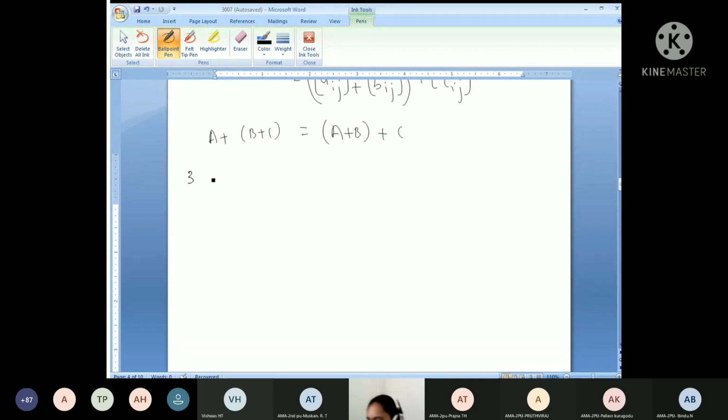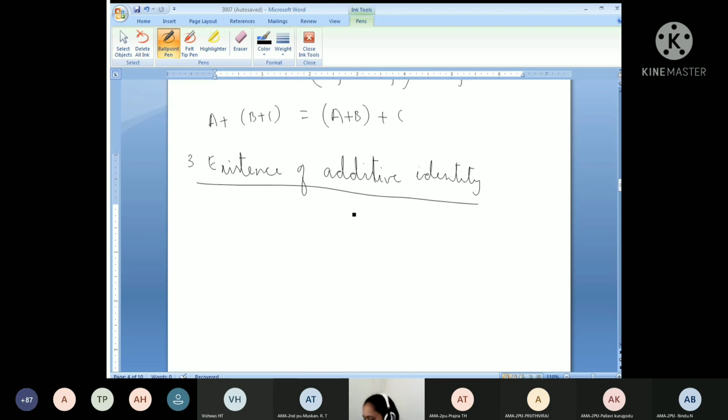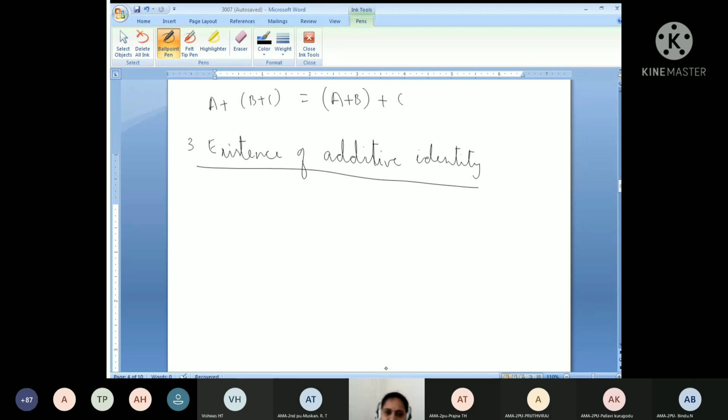I am going to the third property. The third property is existence of additive identity. Most important. What do you mean by additive identity? This you also know already, but still I want to tell you.